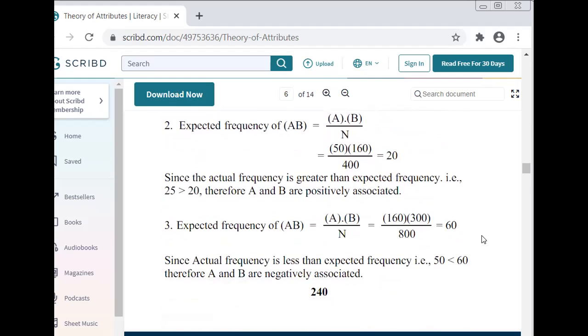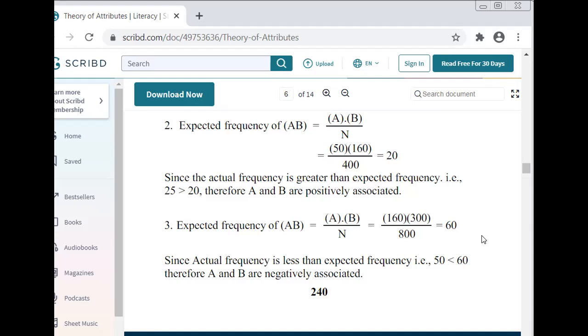Frequency of A equal to 50 into frequency of B equal to 160 by N equal to 400 equals 20. Since the actual frequency is greater than the expected frequency, the frequency of AB is 25, that is the LHS, and the RHS value, frequency of A into frequency of B by N, is 20. So 25 is greater than 20, therefore A and B are positively associated. This is the second bit.